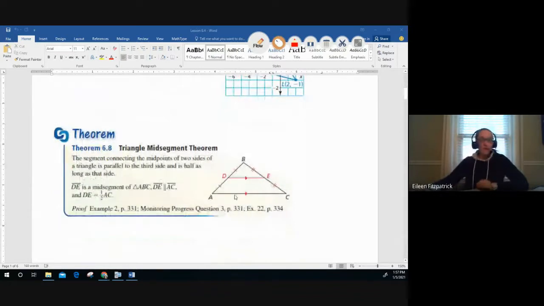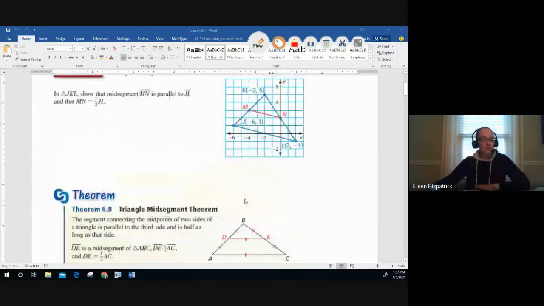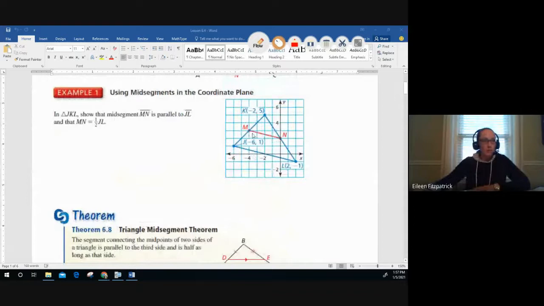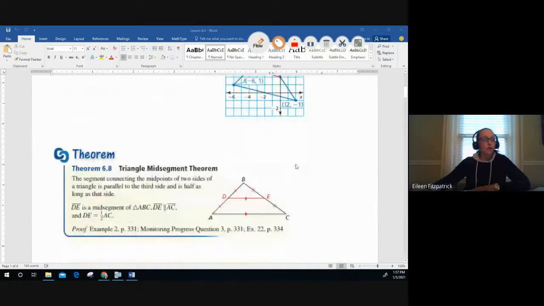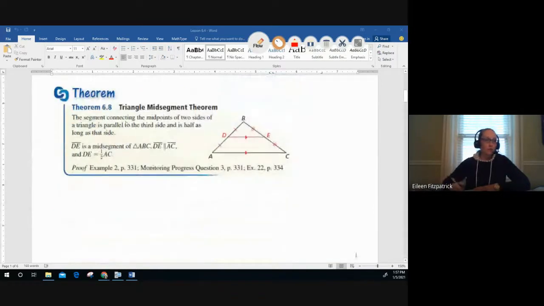So that information leads us into our next theorem. We just showed that the mid-segment was parallel to the side of the triangle, and the mid-segment was half the length of this side of the triangle. So that is not just coincidental. That is according to this theorem.